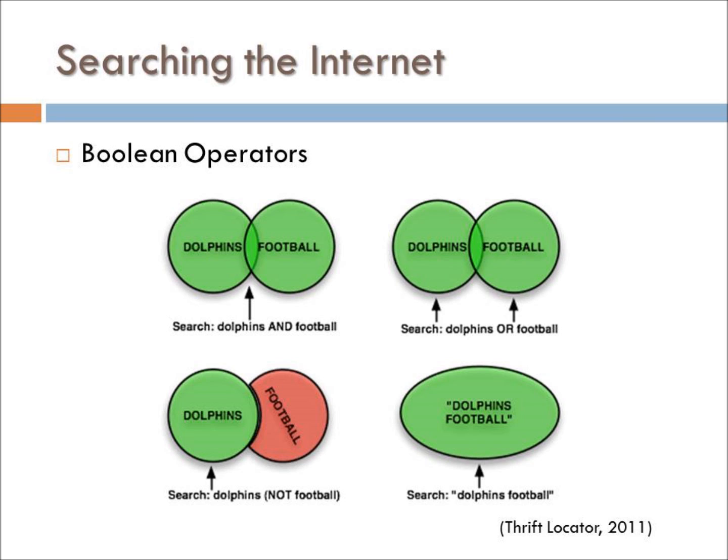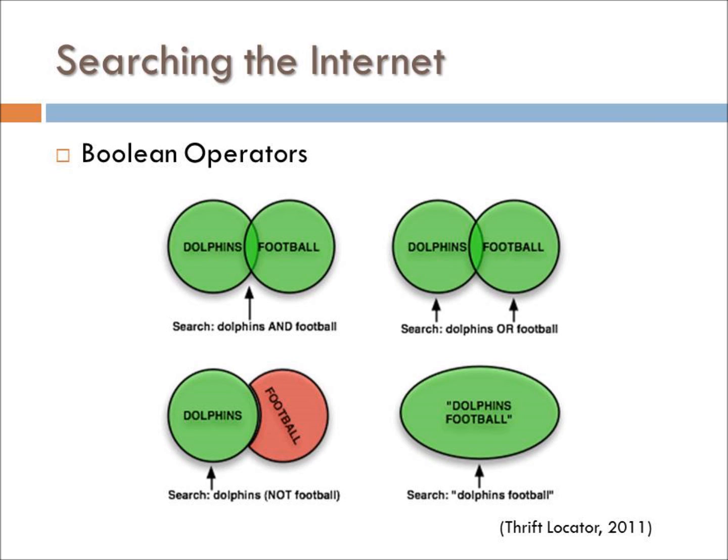The next example, we're going to broaden our search. We didn't get enough articles. 1,000,000 articles wasn't enough. We want 2,000,000 articles. So in this example, we're going to use the word dolphin, the Boolean operator "or," and the word football. This is going to give us everything that has the word dolphin in it, the word football in it, or the words together.